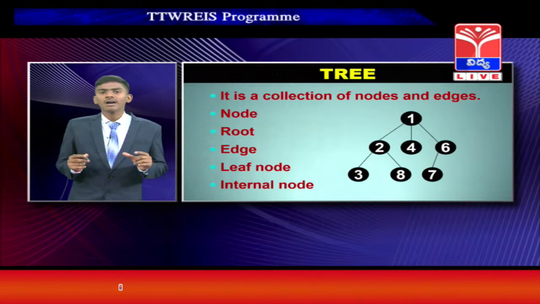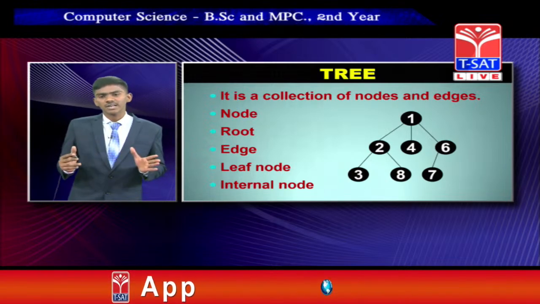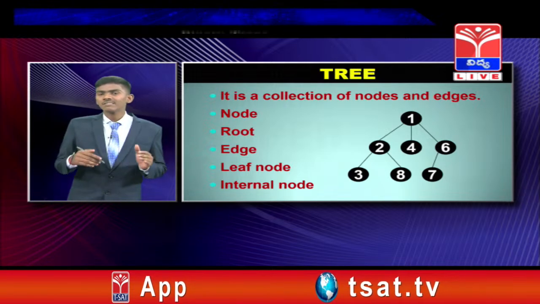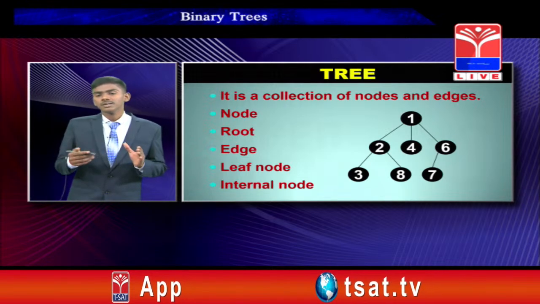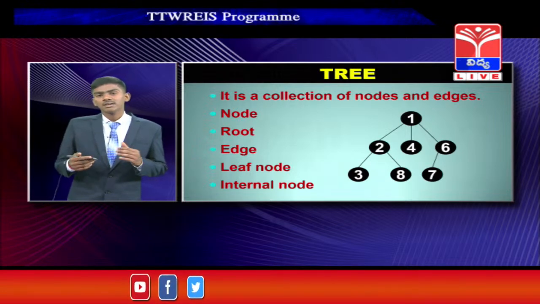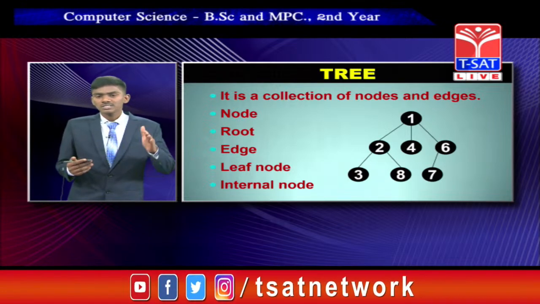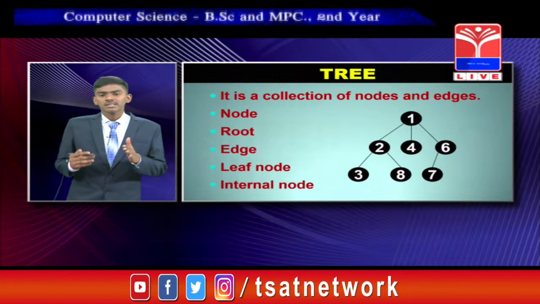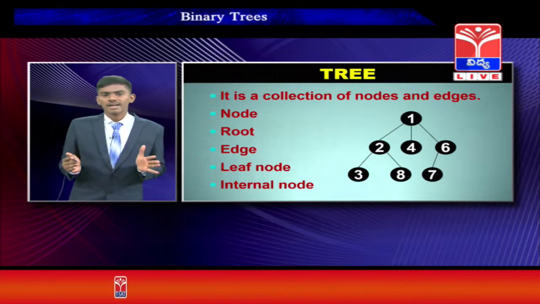A tree is also categorized into levels. The root node is always said to be at level 0, and the children of the root node are said to be at level 1. The children of the nodes at level 1 will be at level 2. Similarly, up to n levels the tree is categorized level-wise.